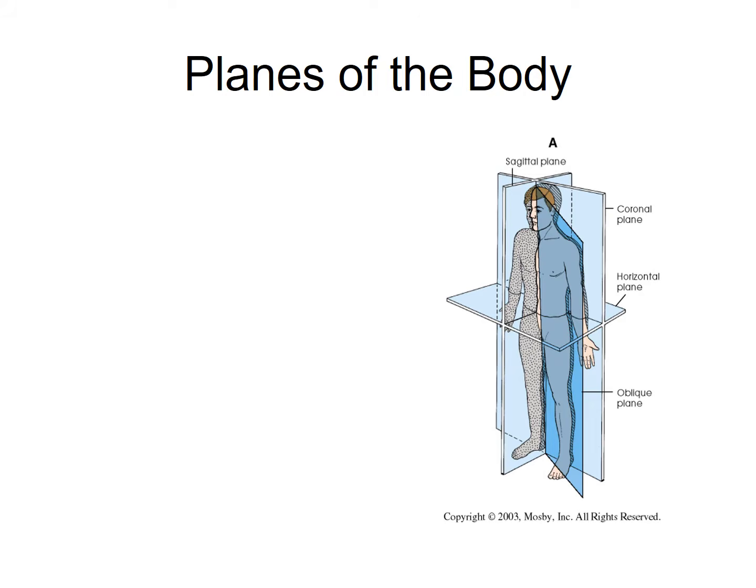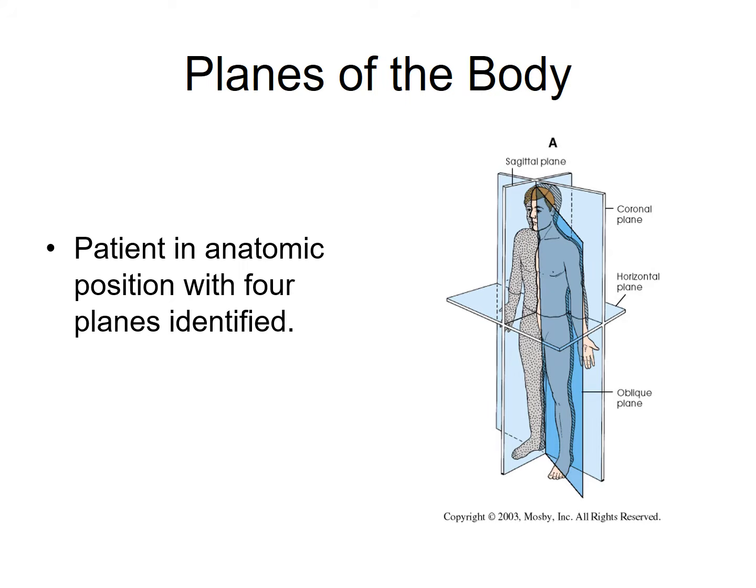You see a coronal plane, which is going to divide the man into a front and a back section. And you see a horizontal plane, which divides the man into an upper and a lower section. And then an oblique plane is a plane that passes through the body at an angle. So these planes of the body are very, very important. We use them all the time when we're talking about radiographic positioning.